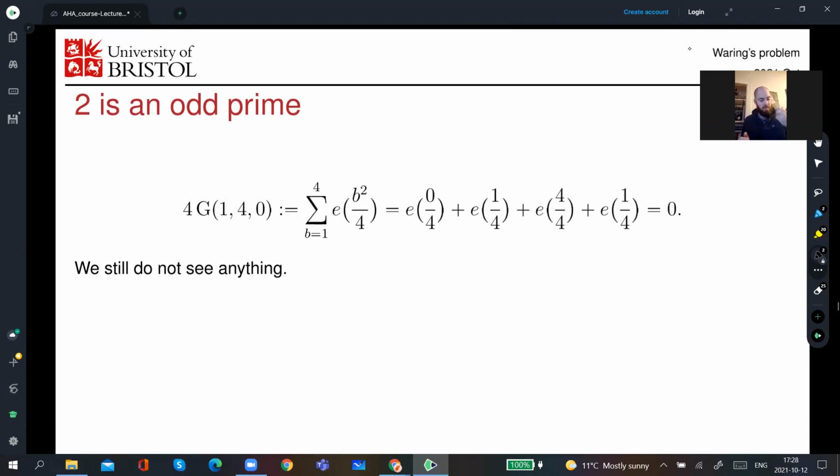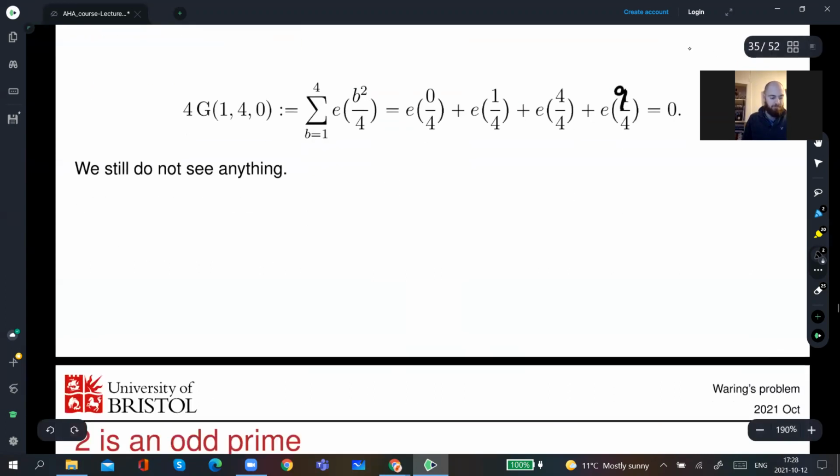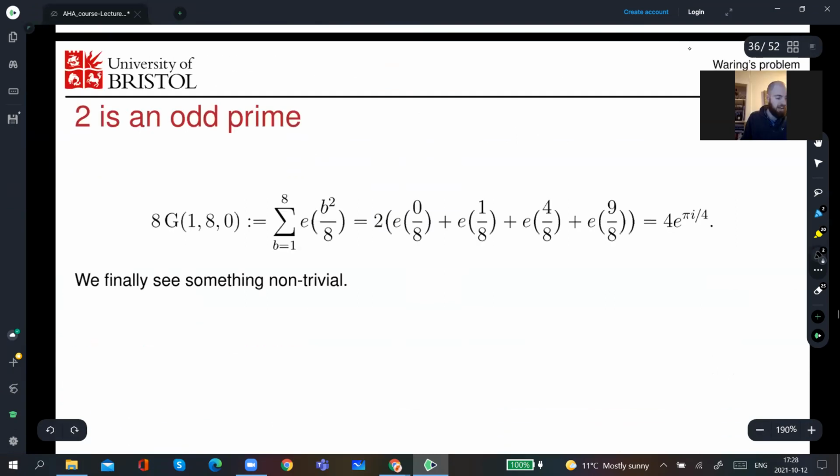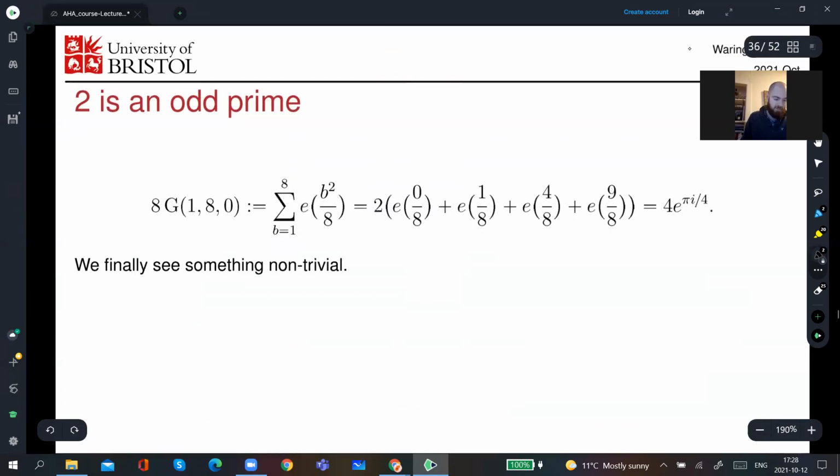If I consider what's happening at 1/4, well, we find that there are 4 terms to consider now: E of 0, E of 1 over 4, E of 4 over 4, and then E of 9 over 4, which happens to be 1 over 4 again. And these terms also cancel each other out. But we finally get something now if we go to 8.